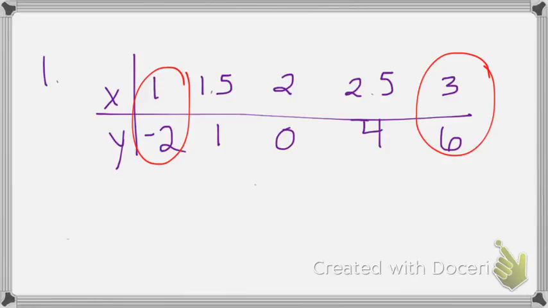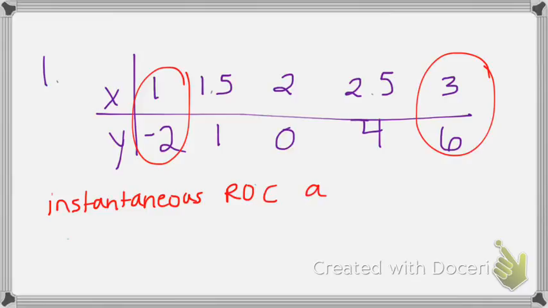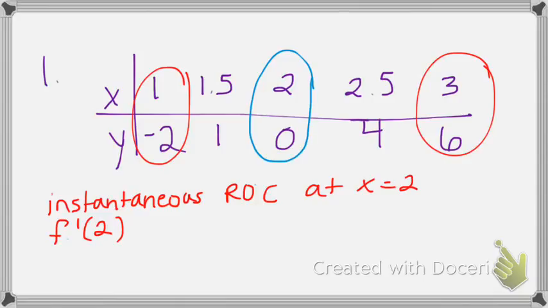Now, same problem. Let's say instead that it wanted us to find the instantaneous rate of change at x equals 2. Might also say f prime of 2. So basically what's going on there is we're trying to find out what the slope is at 2. Well, we don't really know the slope at 2. All we can do is estimate.